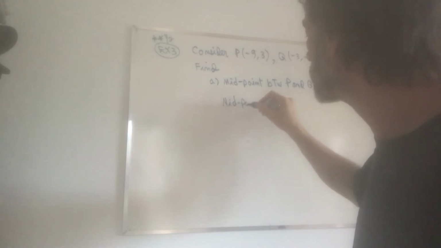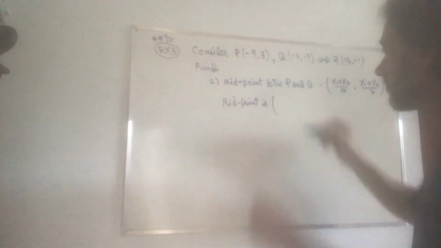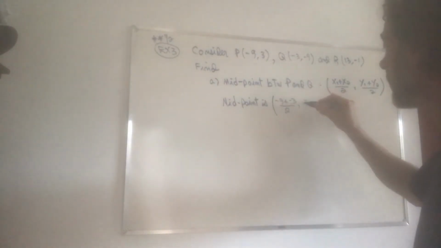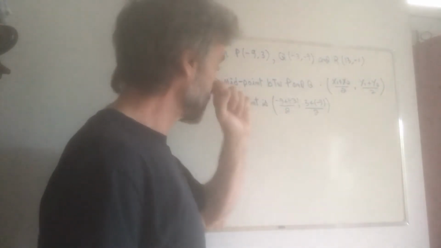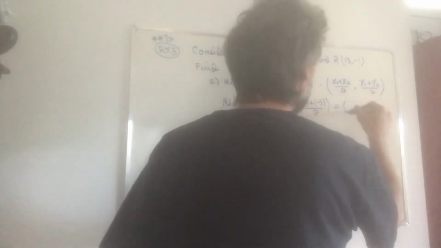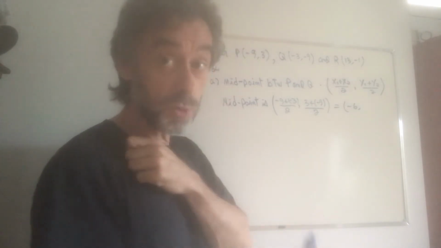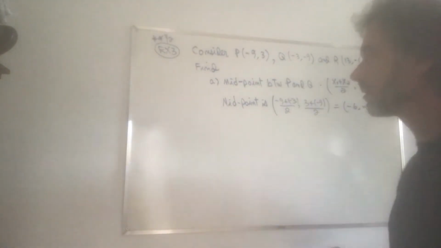This is my x1, this is my x2, y1, y2. So the midpoint is, big bracket, sum of the x's divided by 2, minus 9 plus minus 3 divided by 2, comma, sum of the y's, 3 plus minus 9, divided by 2. Minus 9 plus minus 3 is minus 12 divided by 2, minus 6. 3 plus minus 9 is minus 6 divided by 2 is minus 3. And that is the midpoint.